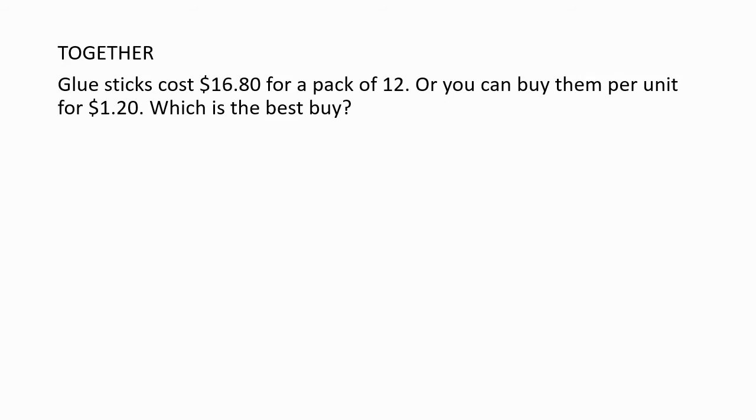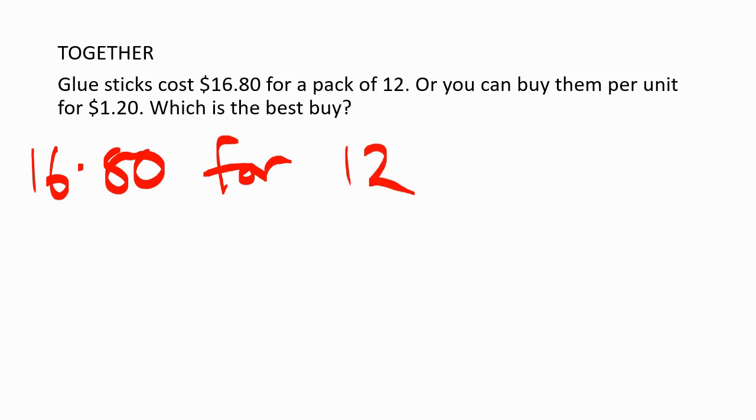Well, you can't just work it out in your head. You have to use the strategy that I just demonstrated. So the first thing is we should write them down. So let's write them down together. $16.80 for 12 and $1.20 for 1. Oh, so there's only really one sum to do here.